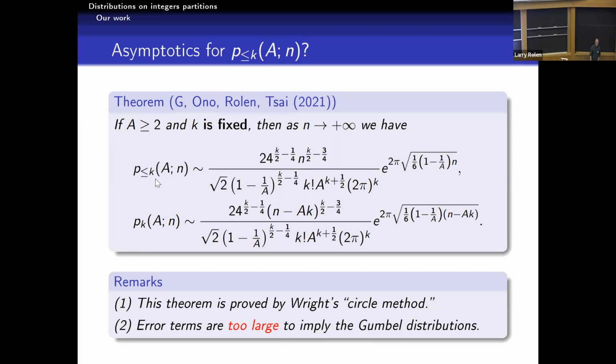So we ended up coming up with these asymptotics for both P less than or equal to K, as well as PK here, which is when we want the exact number. This is when we want to know exactly the partitions.